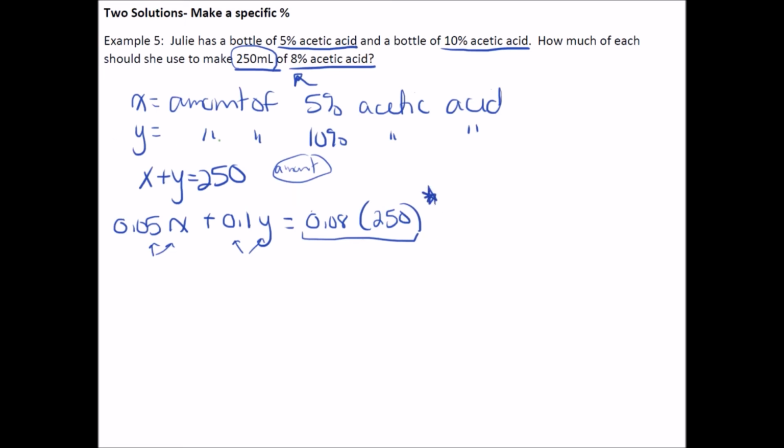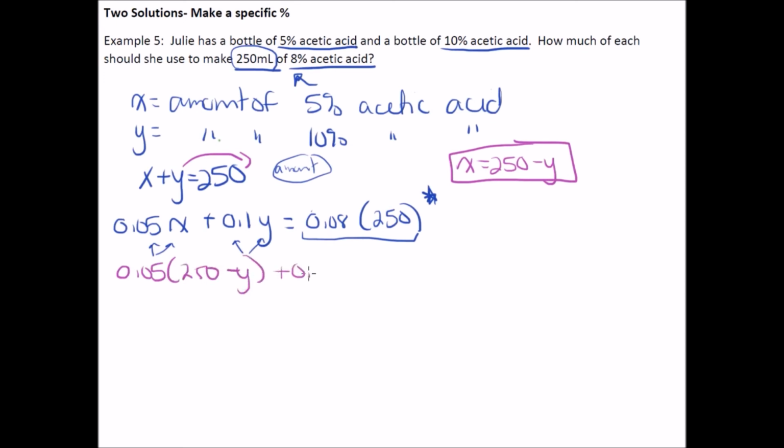Okay, so let's solve this one. Let's bring that Y over. We're going to have X equals 250 minus Y. We're going to come back to that. Okay, so 0.05 times 250 minus Y plus 0.1 Y equals, and let's just multiply this right away. So 0.08 times 250, I get 20. Okay, let's distribute this in.